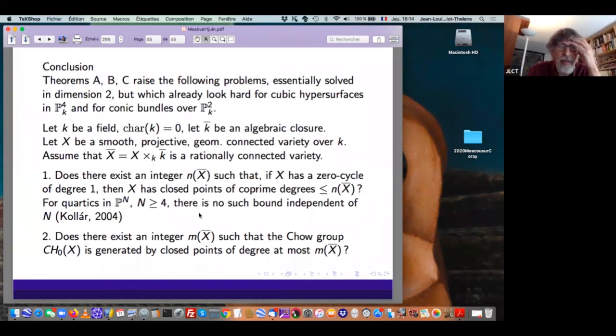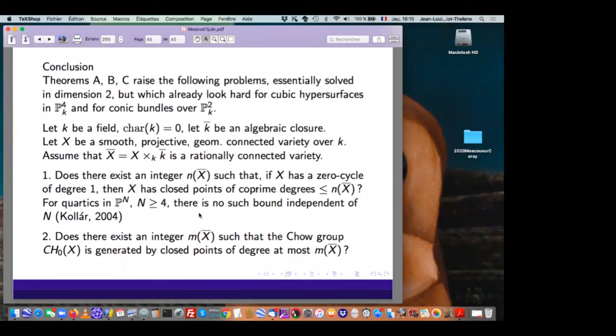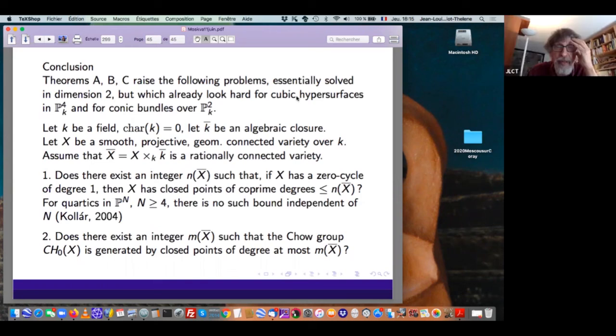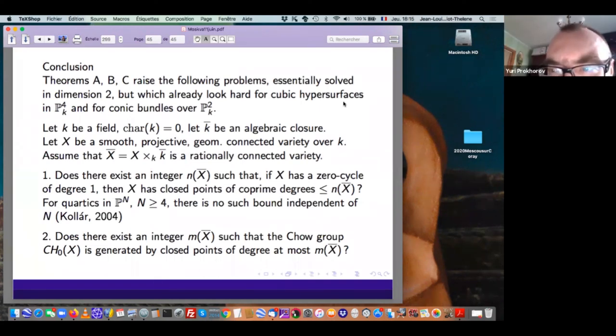Well, it's open for cubic hypersurfaces. I'm pretty sure it's open. For instance, we don't know anything there. I mentioned cubic hypersurfaces. We don't know. I think we do not know. I don't know offhand, and I'm pretty sure we do not know.